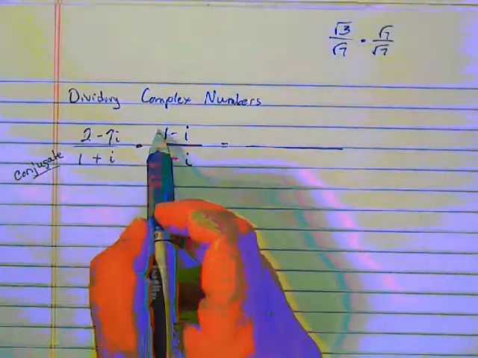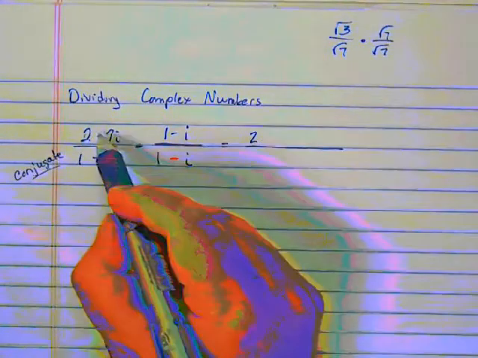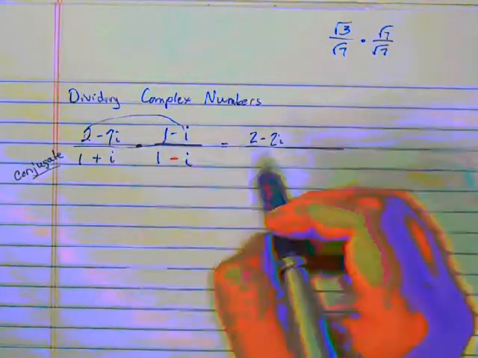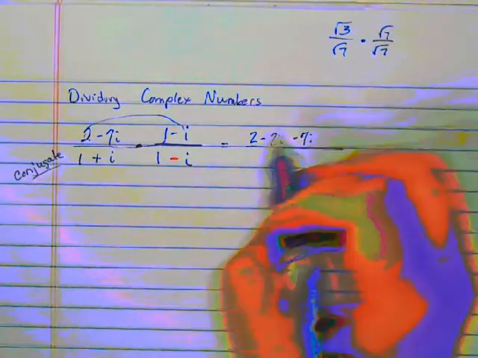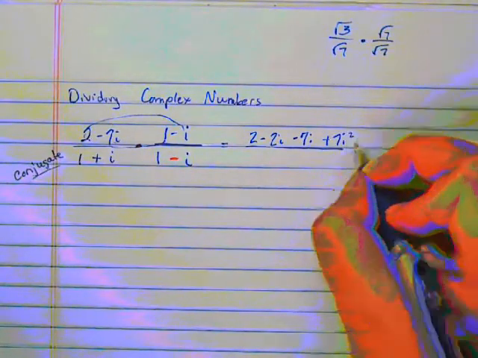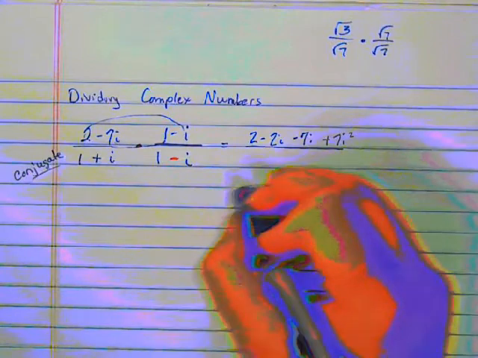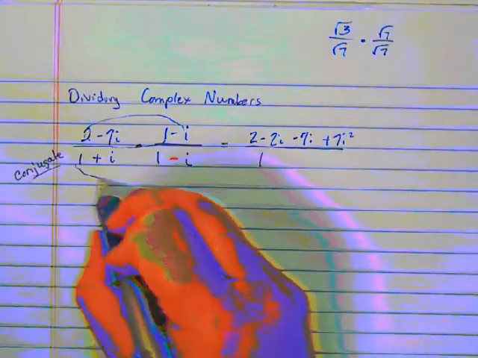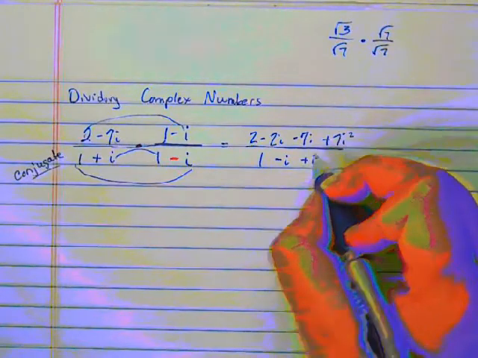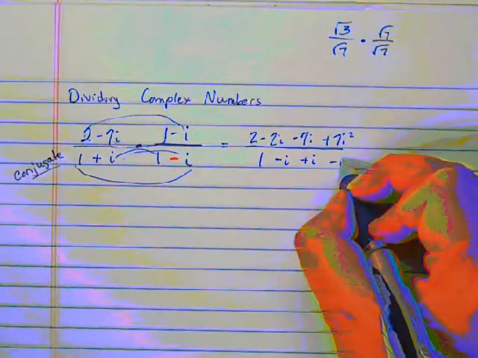On the top, I get 2 minus 2i minus 7i plus 7i squared. On the bottom, I have 1 minus i plus i minus i squared.